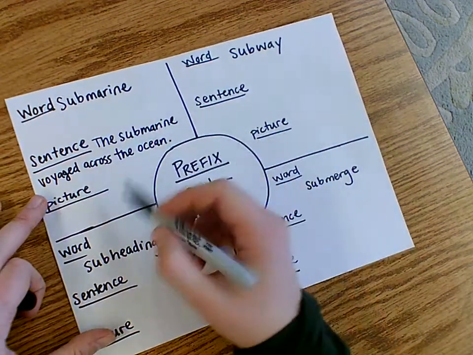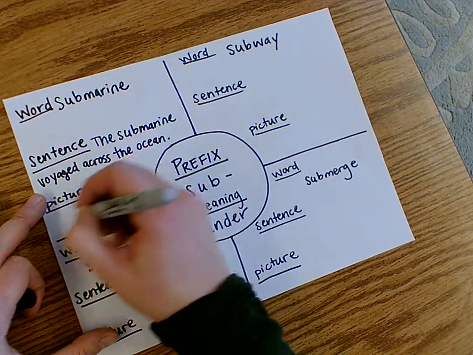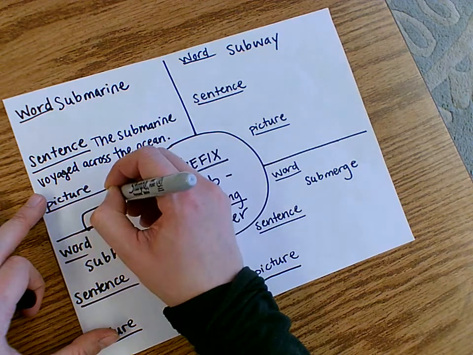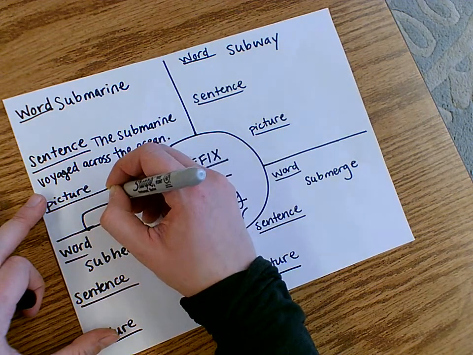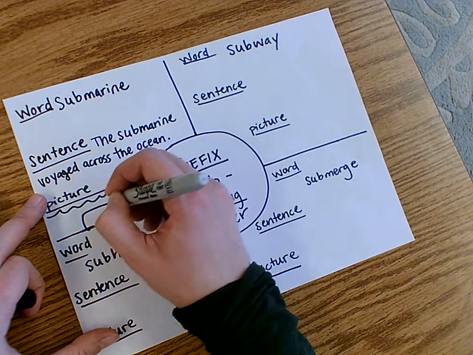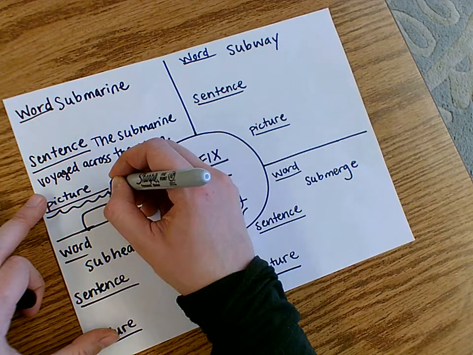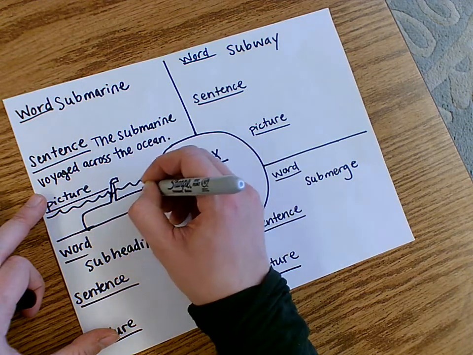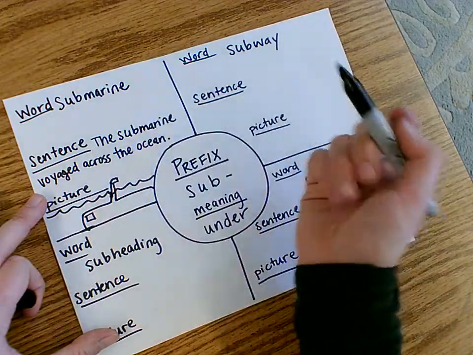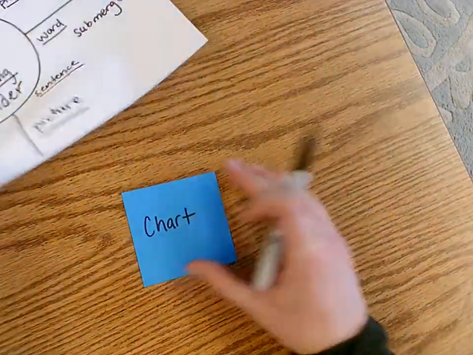And then I can draw a picture of a submarine. I would want to get out my colored pencils and make it look really nice. Maybe even make it a yellow submarine if you're a Beatles fan. I don't quite know how I'm going to draw a submarine, but I'm going to draw it with a periscope. A little window or something. All right, so that would be an example of a chart.